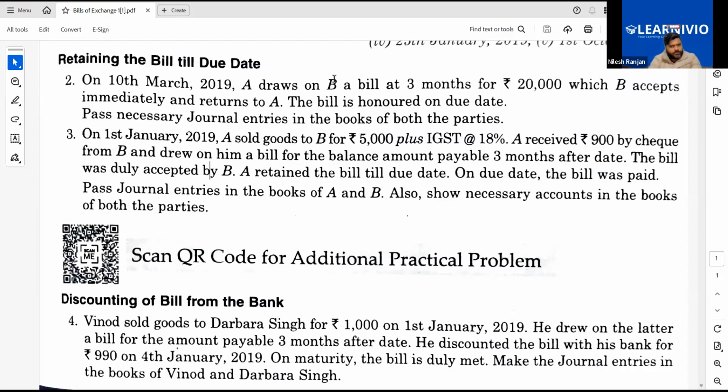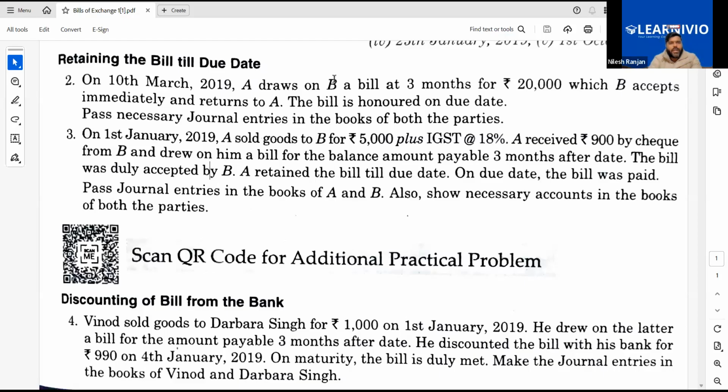Okay, that's it, your solution is complete. Now the journal entry in the books of Darbara Singh is also left. Tell me. This is Jan 1: Vinod account debit to bills payable account 1000, 1000. And then April 4: bills payable account debit to cash account 1000, 1000. This is for the receipt of money.